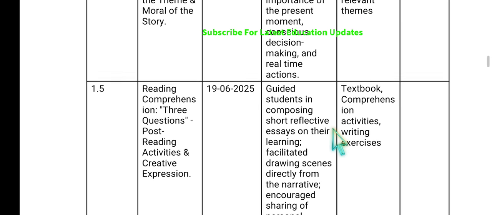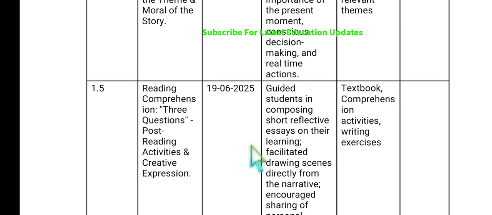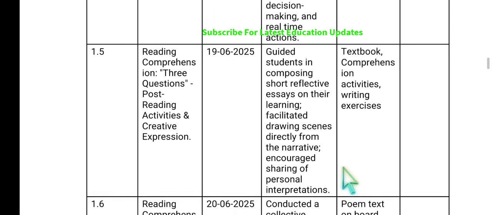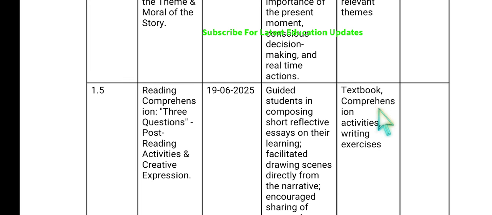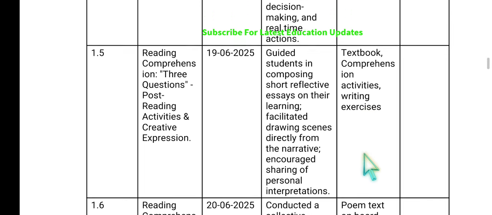followed by post-reading activities emphasizing creative expression and guided writing, composing short reflective essays on their learning, facilitating drawing scenes directly from the narrative, and encouraging sharing of personal opinions and interpretations based on these textbook passages, comprehension activities, plus writing exercises.